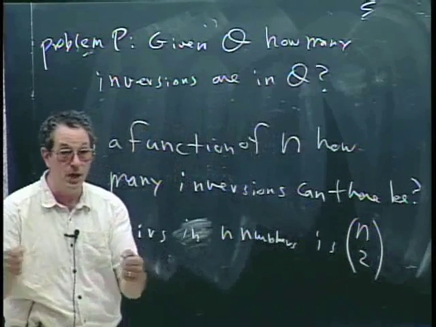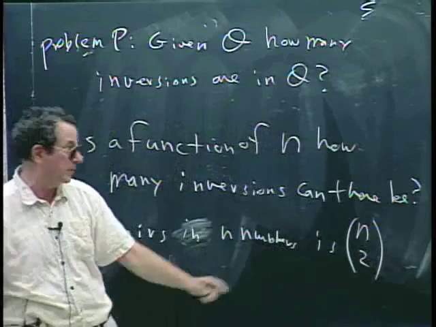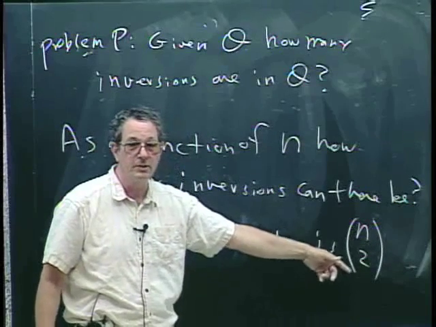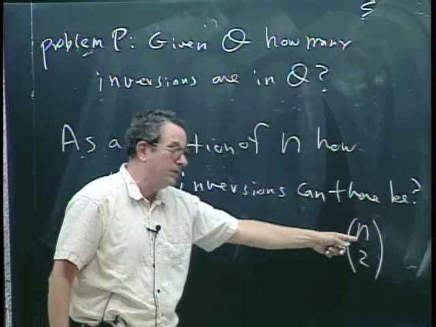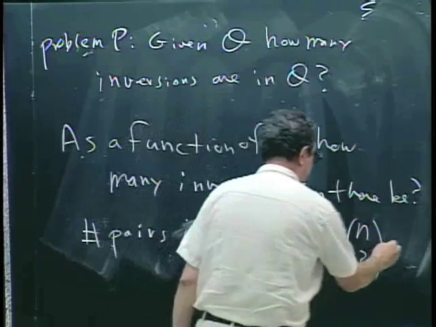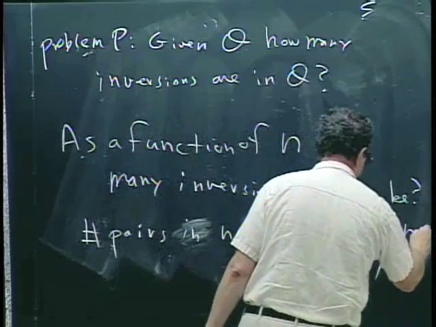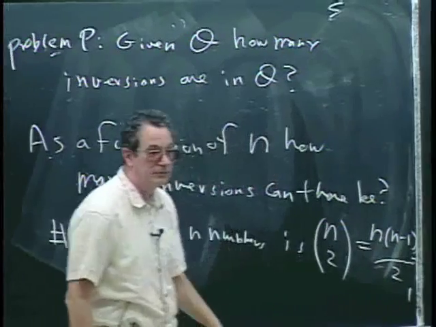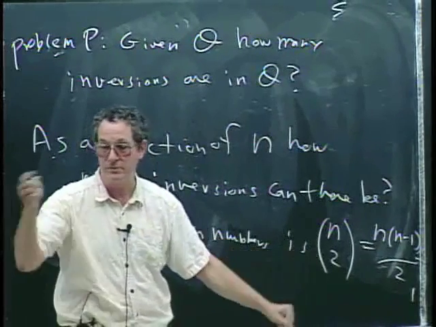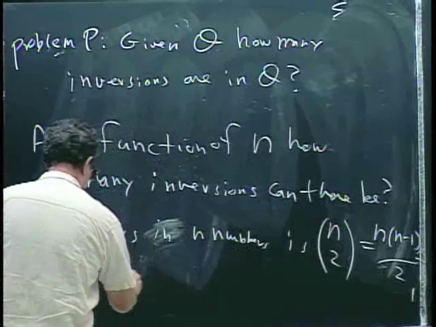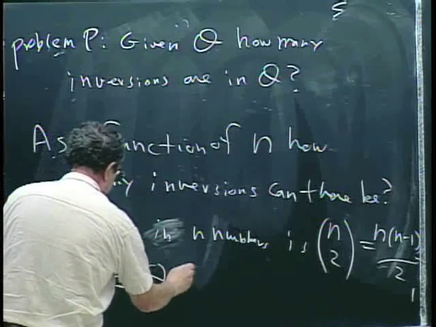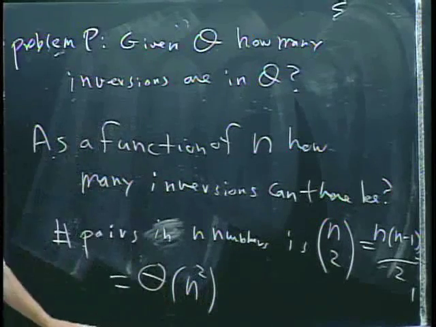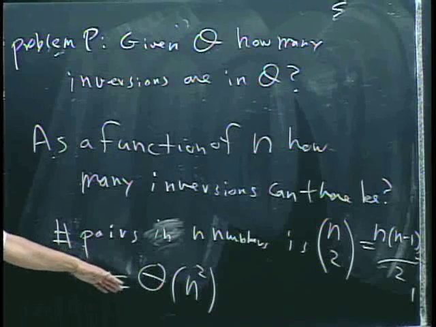You're choosing 2 objects from n objects, so it's this combinatorial binomial coefficient that you all learned about in high school, and some have forgotten about, but n choose 2 is n times n minus 1 over 2. That's the formula for n choose 2. And so that's equal to theta of n squared. Okay, so that's how many pairs there are.